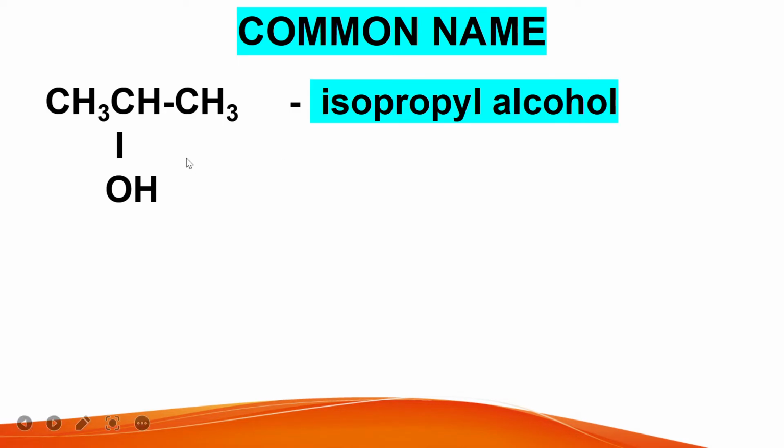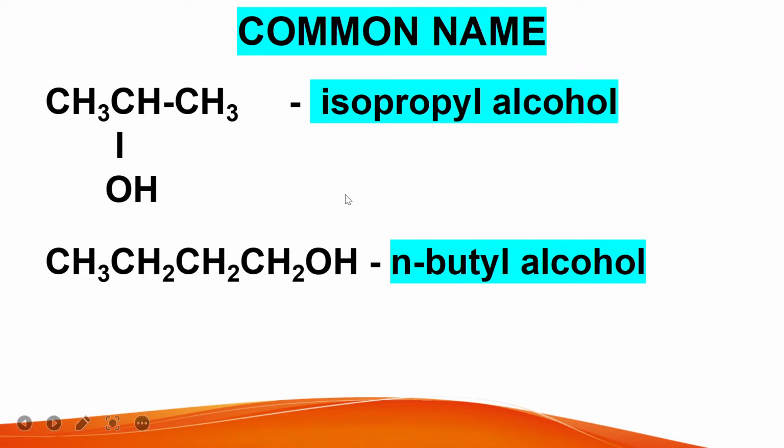Next, we have here the structural formula of isopropyl alcohol. Take note that CH3, CH3 indicates an iso position. And since we have three carbon atoms in this structural formula, the alkyl group is isopropyl. Then add the word alcohol, so the name of this alcohol is isopropyl alcohol.